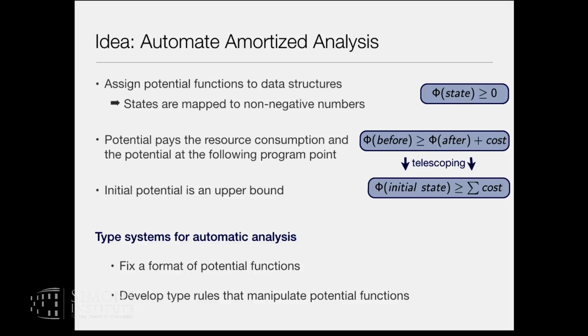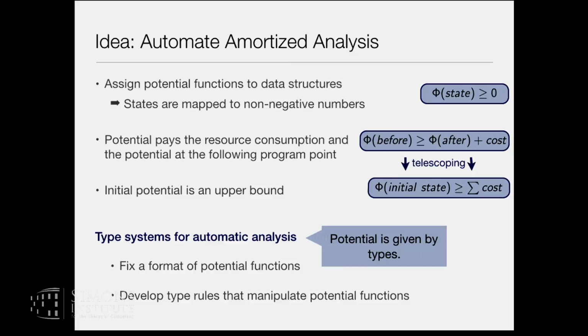But now we want to automate this using a type system. Because we cannot generate arbitrary potential functions, we have to fix a format of these potential functions. And this you can view as a basis, like in linear algebra, right? We want to use linear constraint solving to do this. And then the type rules are local manipulations of these constraints of the basis. So that's about how it works. And the potential is really given by the types in the system. So it sounds kind of complicated, but it is very intuitive.